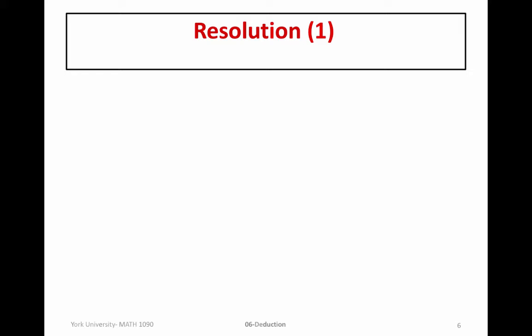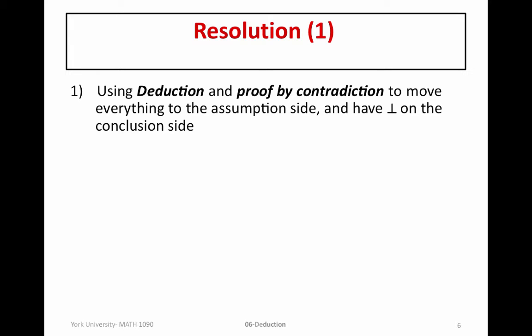As I mentioned before, we want to transform any well-formed formulae in the theorem schema to be clauses, so to contain only or and not as their connectives, and then apply the cut rule as many times as we need to simply conclude bottom. So how is it that we are going to do this? Always the first step is to take whatever it is we're trying to prove and move it to an assumption. So using deduction and proof by contradiction, we want to move everything to the assumption side of the proof symbol, and we want to have only bottom on the conclusion side, right?